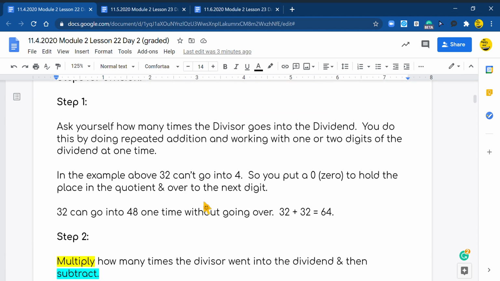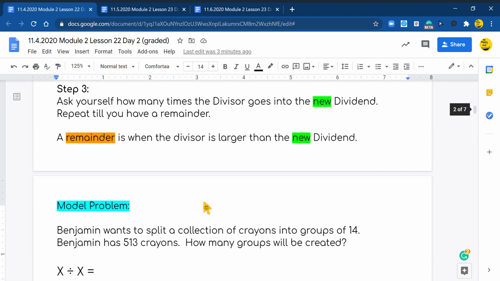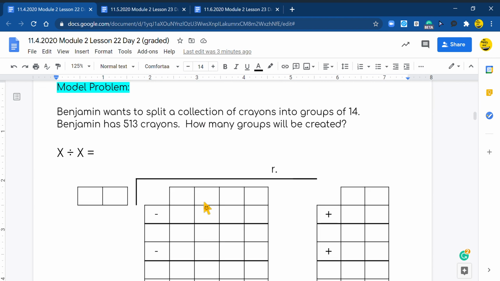Now remember, we are working with word problems, so we might have to read it first and try to figure out what it's asking. It says Benjamin wants to split a collection of crayons into groups of 14. Benjamin has 513 crayons. How many groups will be created? So I need to figure out what we're doing. I have the 14 here.